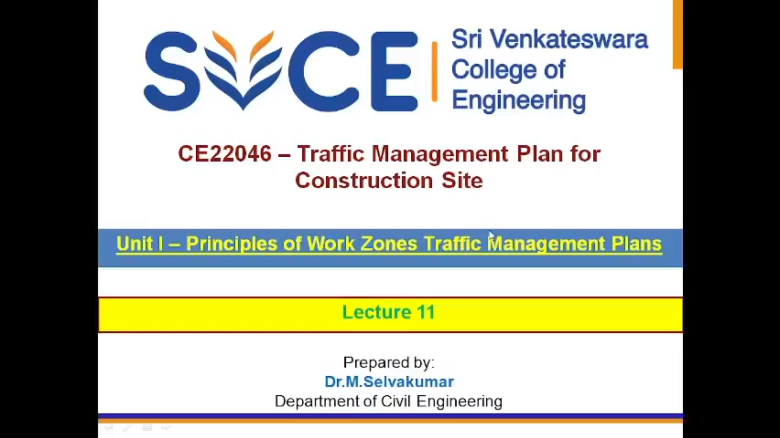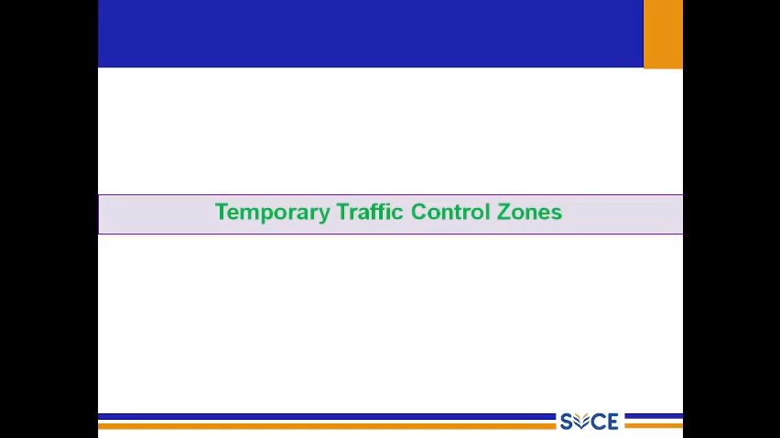Lecture 11 under Unit 1, Principles of Work Zone Traffic Management Plan. This unit is a little longer, which has 12 lecture hours. So, we are going to discuss temporary traffic control zones. What are the various elements of temporary traffic control zones? Why are we calling it temporary? Because it will disappear after the work is over; they will remove all the barricades, traffic control devices, everything. So it comes back to normal.